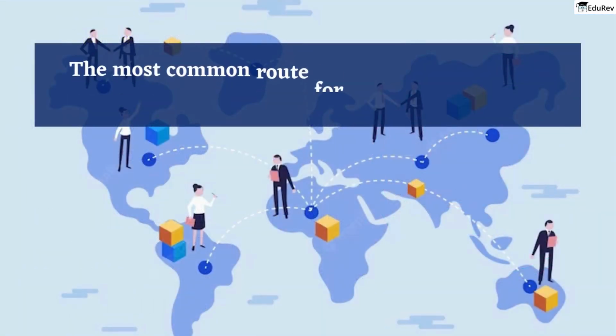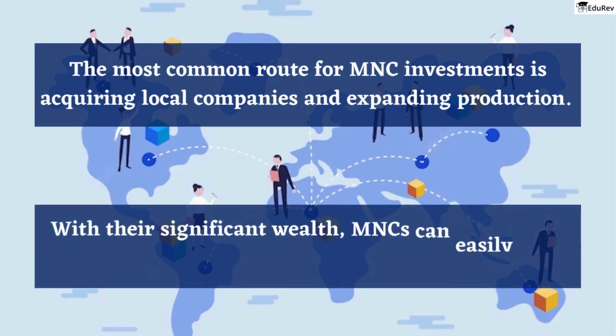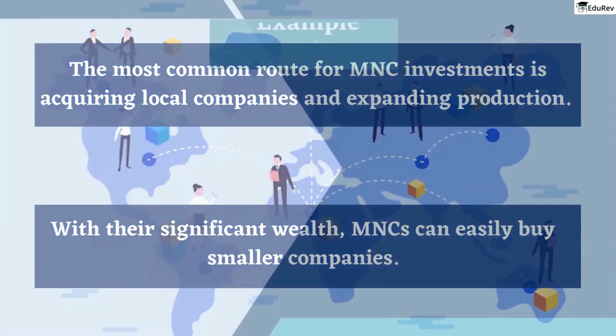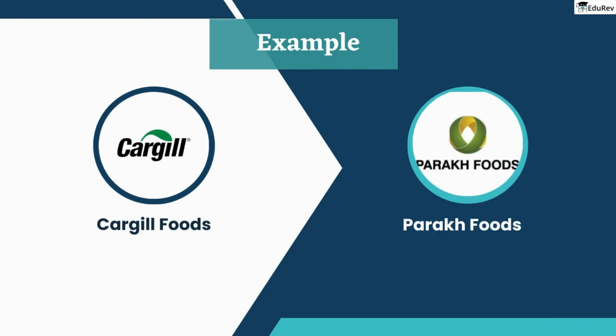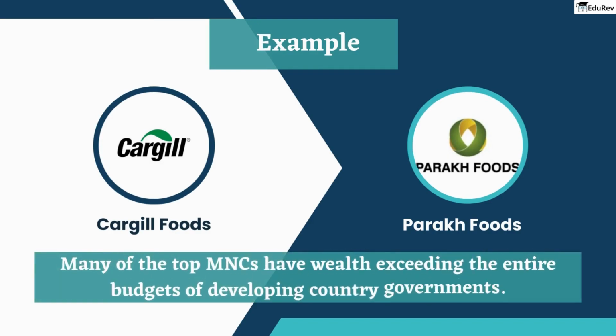However, the most common route for MNC investments is acquiring local companies and expanding production. With their significant wealth, MNCs can easily buy smaller companies. Let's take an example. Cargill Foods, a massive American MNC, acquired smaller Indian companies like Parak Foods. In fact, many of the top MNCs have wealth exceeding the entire budgets of developing country governments. Just imagine the power and influence they possess with such enormous wealth.